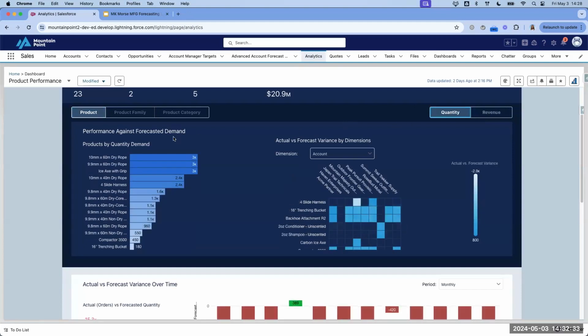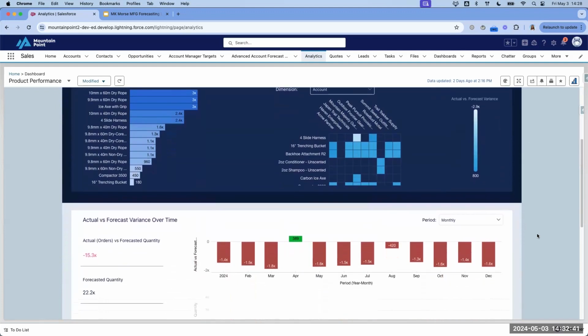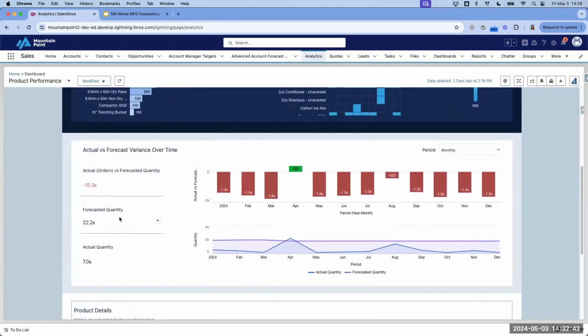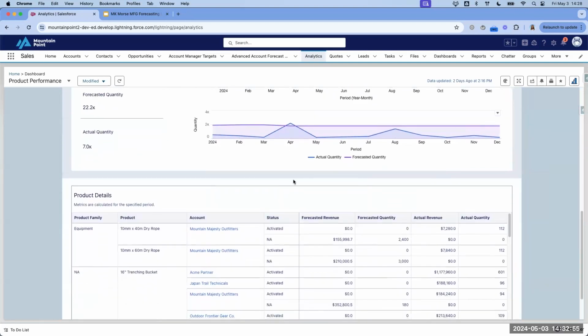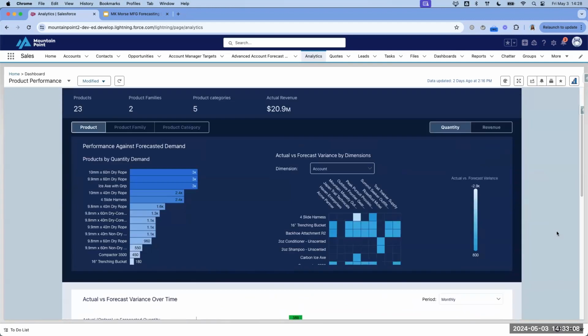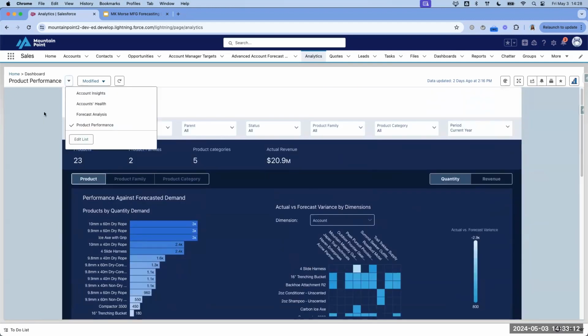Again, quantity versus revenue. So we can look at the two different versions of these metrics, and then below our variance. So what's our forecasted quantity? What's the actual quantity? And then what's our actuals versus the forecasted quantity over specific time periods. So here we have monthly, quarterly, and then cumulative. And then similar to the account, we've got the details below. So based on this family and this product, here are the accounts that there's a forecast for, and what is that forecasted revenue, quantity, and then the actuals. So those are the different dashboards.